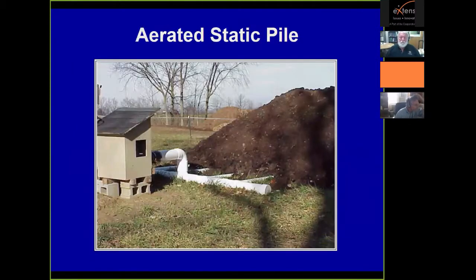Aerated static pile is a technology developed in 1974 by the U.S. Department of Agriculture's Beltsville Agricultural Research Center, and was developed as a negative aeration system. We'll talk about that in a minute. The process was further refined in 1980 at Rutgers University, where they developed the positive method of composting with aerated static pile. We're starting to see more and more of these being built.